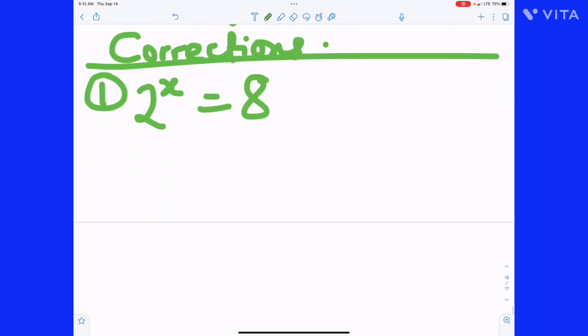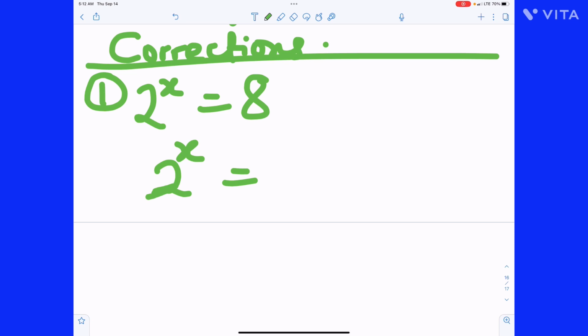Here, you are not to divide both sides by 2. No. You are not to divide both sides by 2. There's no common factor 2 on both sides. What you have on both sides is a common base. Now, this is 2 raised to power x on the left. You can write 8 too as a number in base 2.